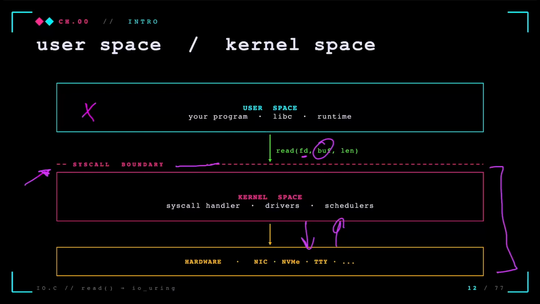But this line, the boundary, is the important thing here. And note that we cross the boundary twice, because we have to switch to kernel space, and then we have to switch back to user space.